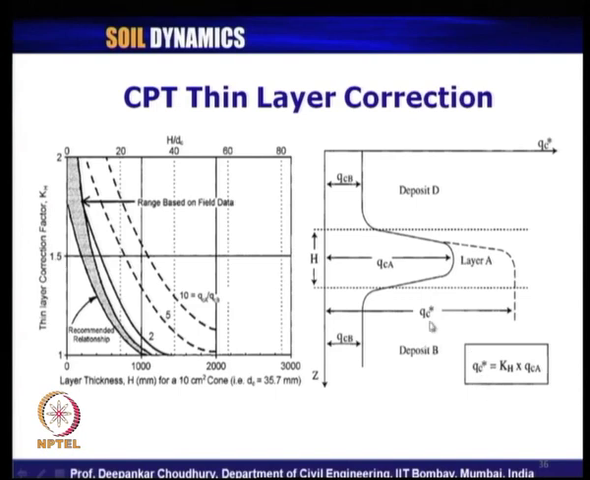That thin layer correction says that QC star, we can take this higher value by applying this correction factor KH on QCA from this recorded value. This thin layer correction factor KH is computed for H by DC value, where layer thickness H is in millimeter for a 10 centimeter square cone, which has a DC of about 35.7 millimeter. So, for different H by DC ratio, you will get different ranges of correction factors based on the field data. This hatched portion is the recommended relationship proposed here to compute and use this QC value for the presence of a thin, stiffer layer.